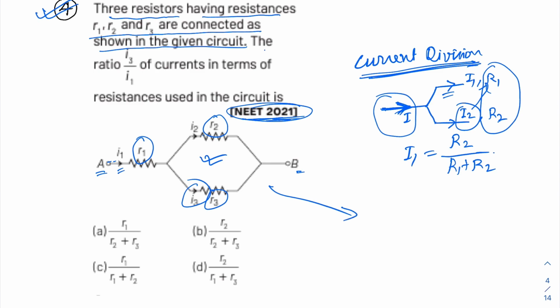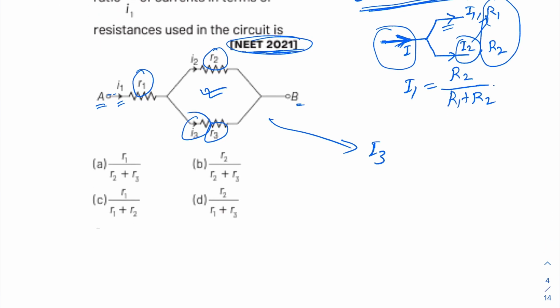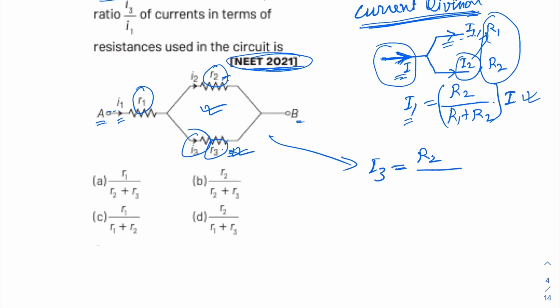Now from this diagram we can write I3 equal to, since this is current I3, the opposite resistance, that is R2, divided by the total, multiplied by the total current, which is the parallel resistance branch R2 divided by total resistance. So this is your current division formula. I derived this in a previous video, you can check that derivation.